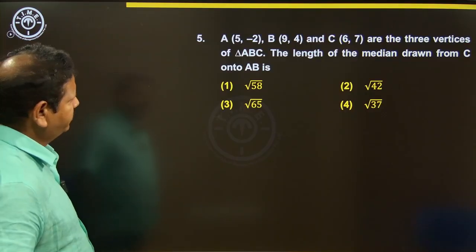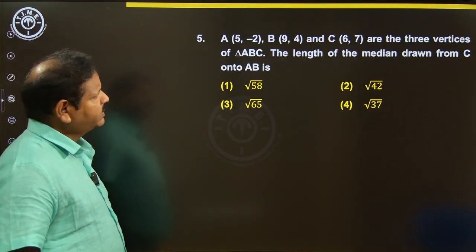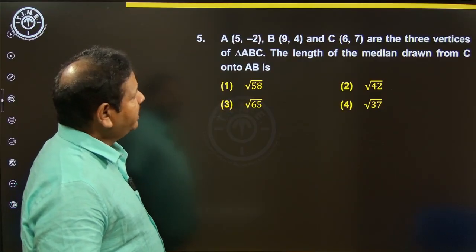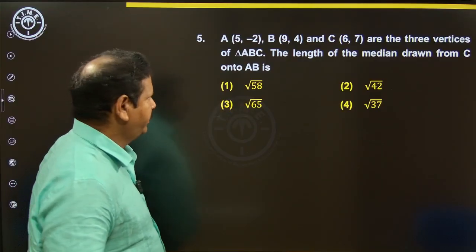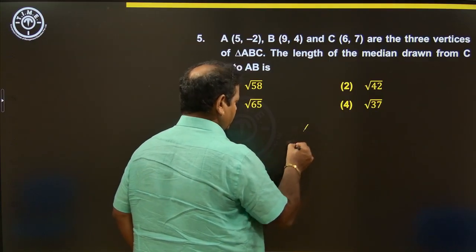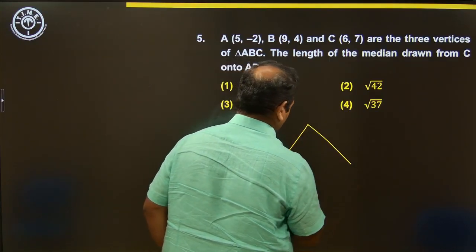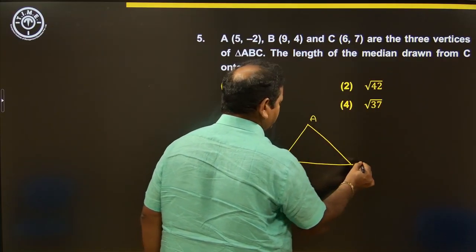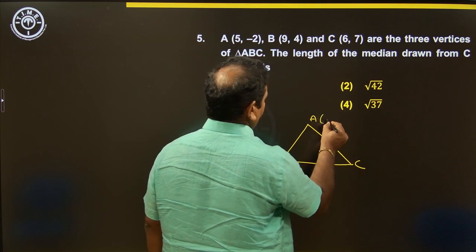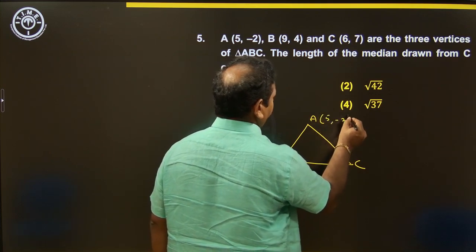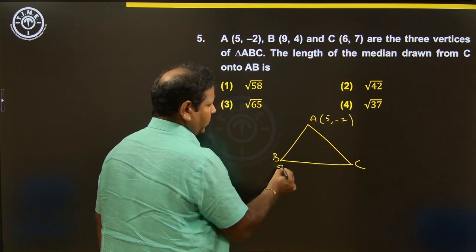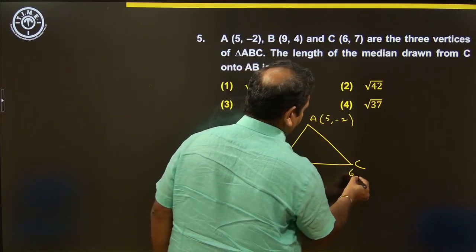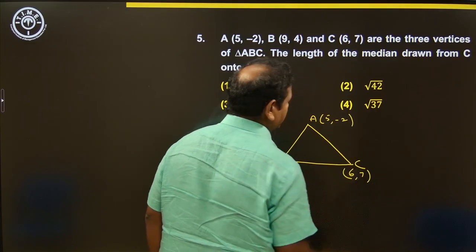Now see the next question. ABC are 3 vertices of a triangle ABC. Then the length of the median drawn from C onto AB. Just now we discussed that in the previous question about the median. ABC is a triangle where A is 5 comma minus 2, B 9 comma 4, C 6 comma 7.